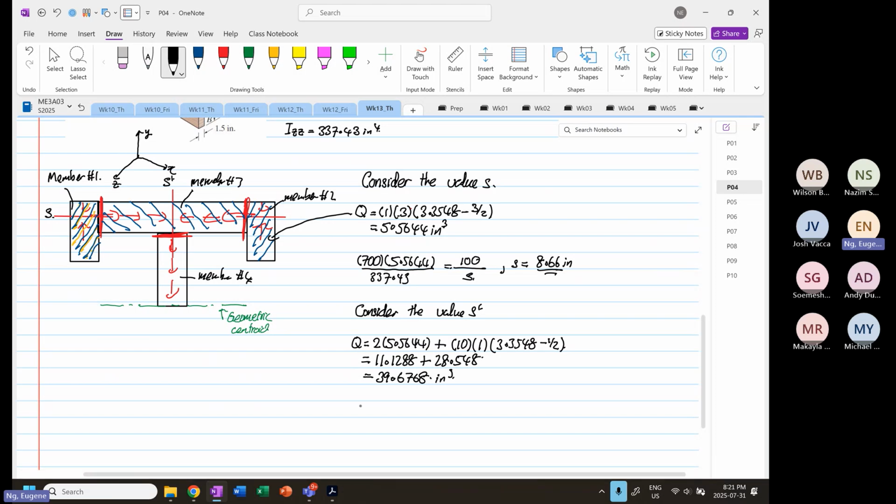So now you do the 700, 39.6768 divided by 337.43. V and I are the same. 100 over S. So S will be equal to 100 times 337.43 divided by 700 divided by 39.6768 is equal to 1.214, 1.215 inches. That is 1.21 inches. So this is for your S prime.